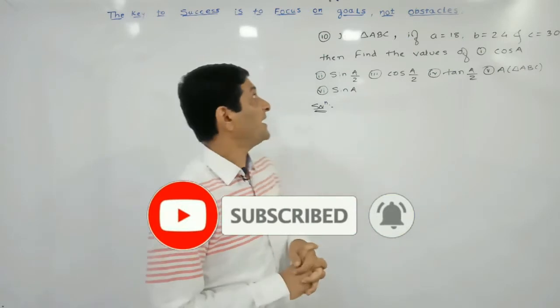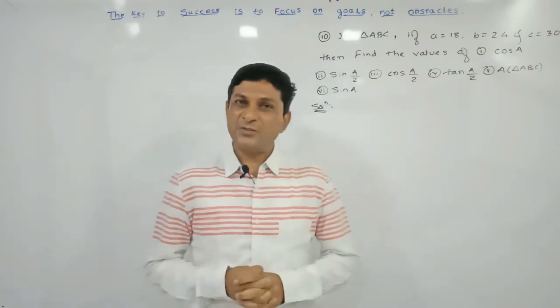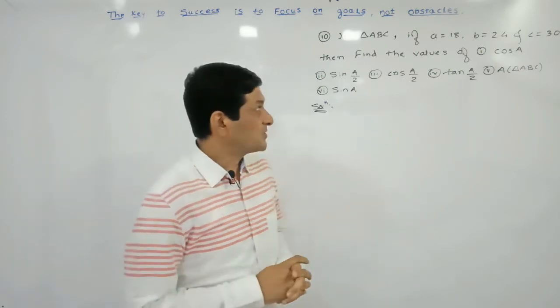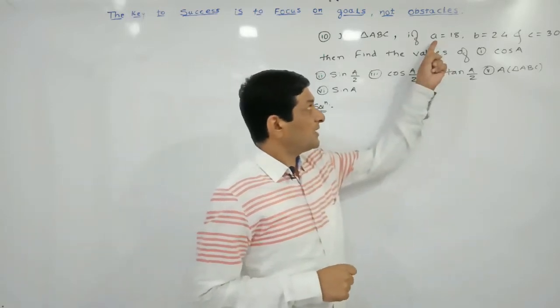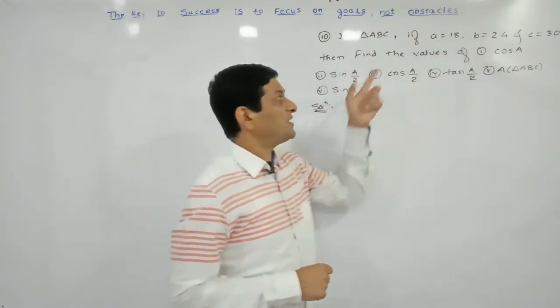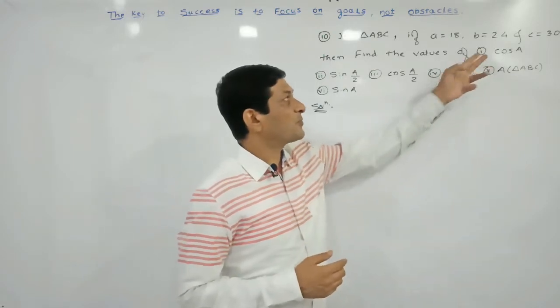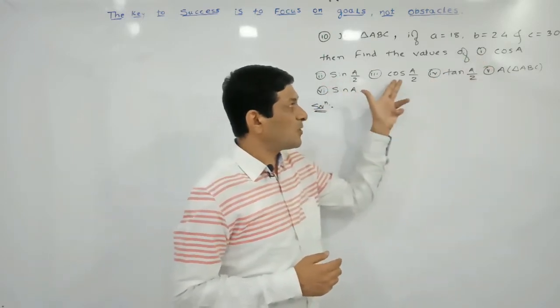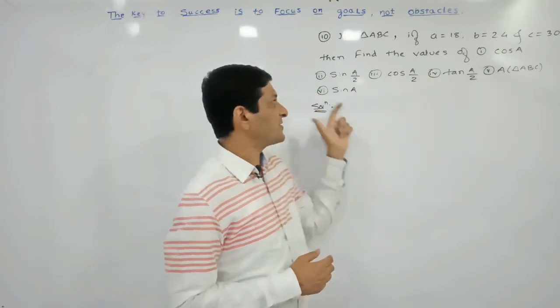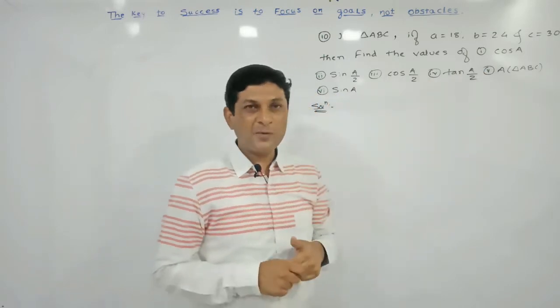Today we are starting example number 10 from exercise 3.2. If you observe the given condition here, A, B, C, the three sides of the triangle, are given to us and we have to find out the value of cos A, sin A by 2, cos A by 2, tan A by 2, area of triangle ABC and the value of sin A.